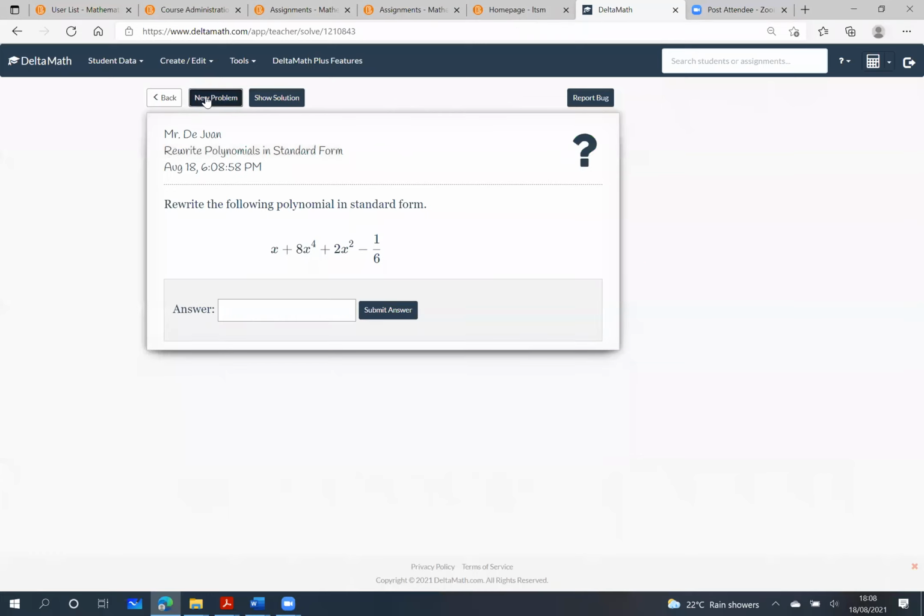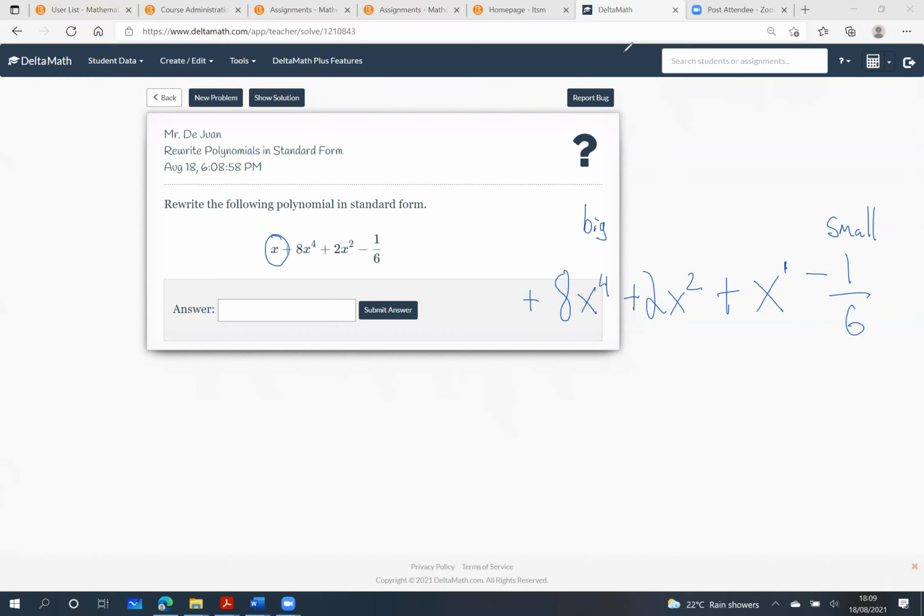Let's do one more that might be a little bit more challenging. Yeah, this is a good one. Remember, we're going to do biggest to smallest. And I know that any number without a variable is going to be my smallest. X on its own is the second smallest, because that's essentially x to the power of 1, plus 2x squared plus 8x to the power of 4.